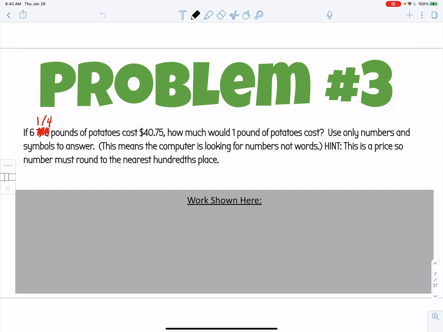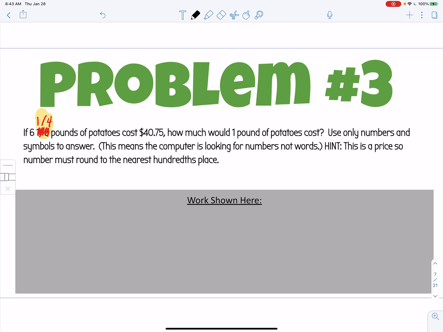Okay, we're doing problem 3 for the Unit 3 and 5 study guide. I will say that I edited a problem, and so my number now here written reflects what your problem says. So I'm going to read the problem. 6 1/4 pounds of potatoes cost $40.75. How much would 1 pound of potatoes cost? Use only numbers and symbols to answer. This means the computer is looking for numbers, not words. Hint, this is a price, so number must round to the nearest hundredth place.